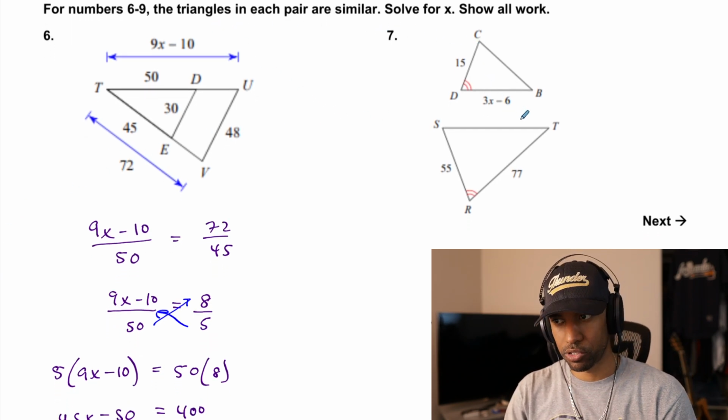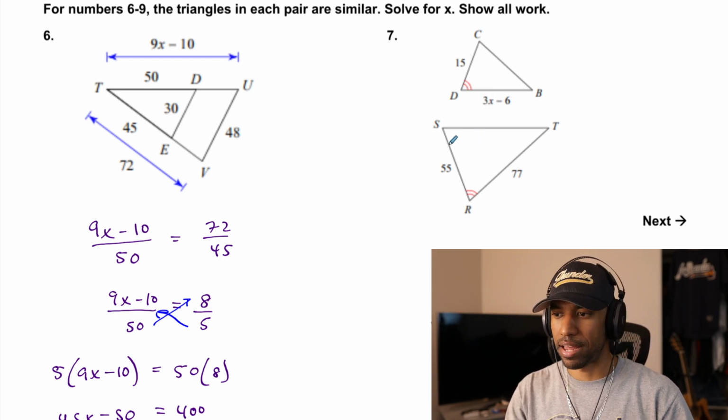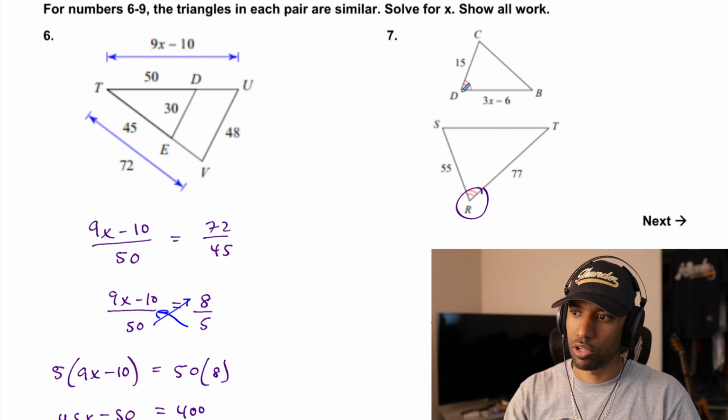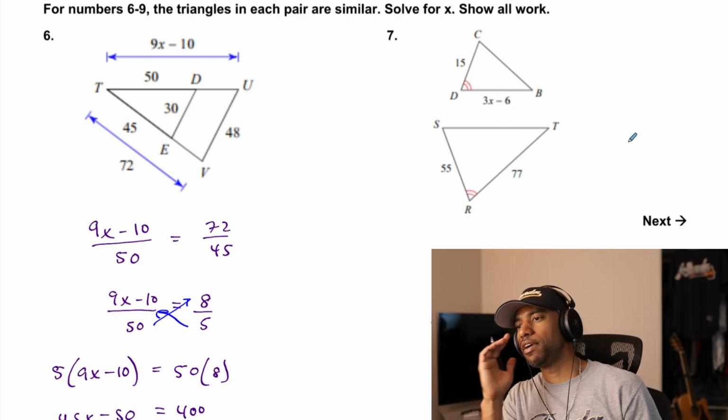They say the triangles are similar, so now we've got to work out how this needs to be oriented to match up with this thing here. So this angle is congruent to this angle here, and then they have markings.